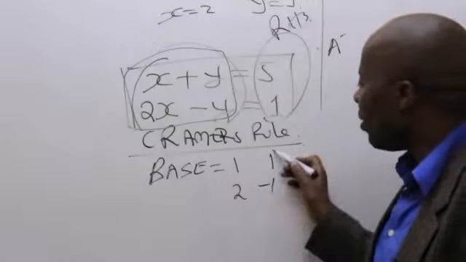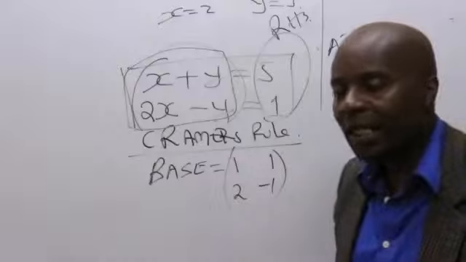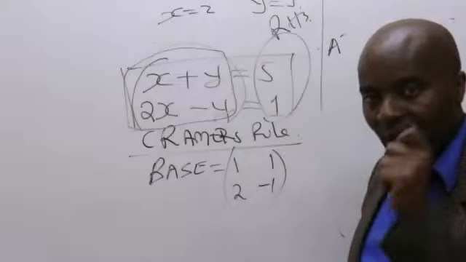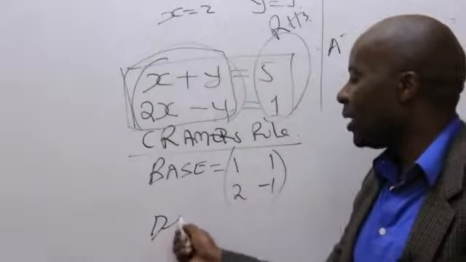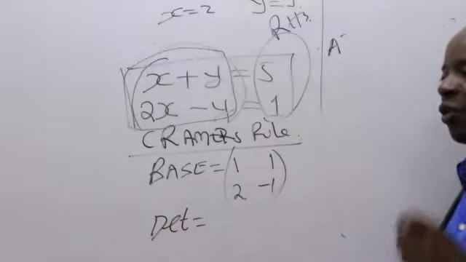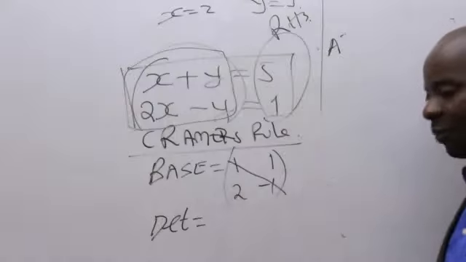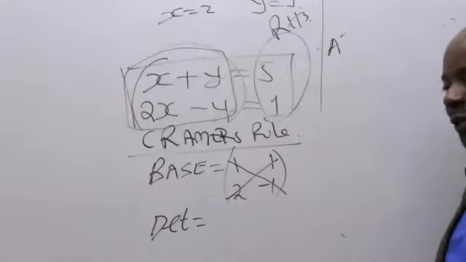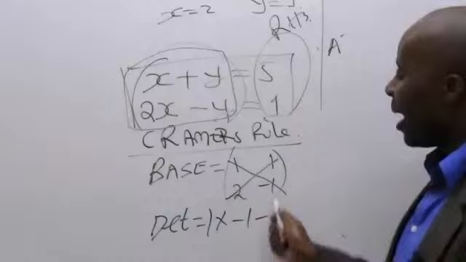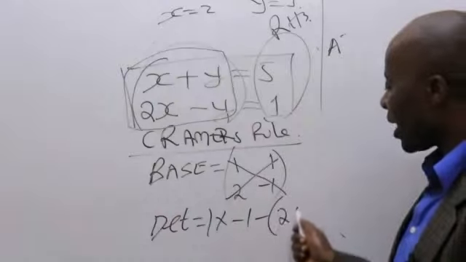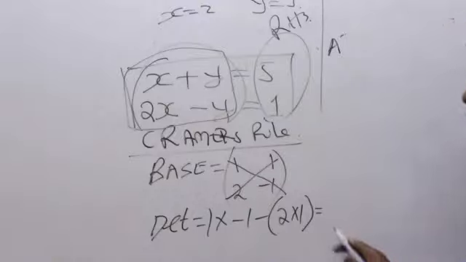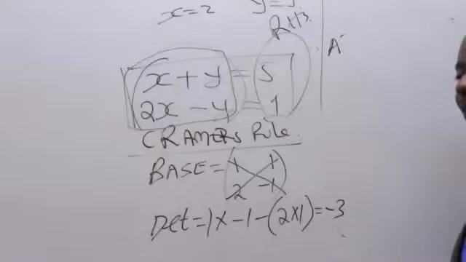Now, ladies and gentlemen, the moment I've been able to define my base like that, I will go straight away to the next step, which is the one of ascertaining the determinant. So go ahead and give me the determinant. Remember, determinant is product of primary minus product of secondary. So 1 times minus 1, minus product of secondary, which is 2 times 1. If I remember very well, that had given me a figure of minus 3.